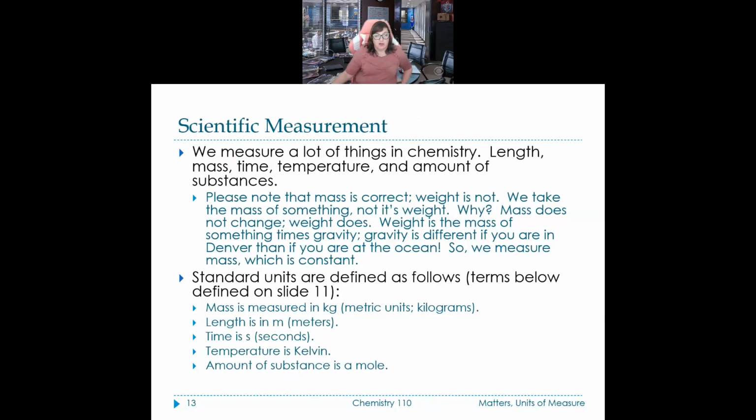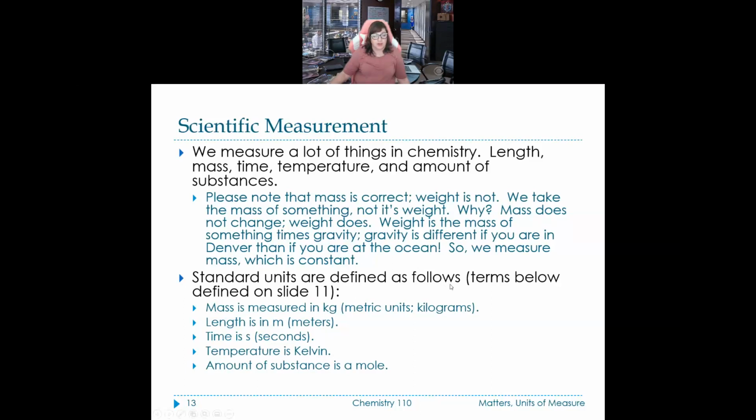Scientific measurement. We measure a lot of things in chemistry: length, mass, time, temperature, amount of substance. Please note that mass is correct, weight is not. We take the mass of something, it's not the weight. Why? Mass does not change. My mass will not change. It's a measure of how much material I have that is not based on the force of gravity where I am. Weight is something that changes with gravity. So it's different depending on where you are. Now, on the face of the planet, those differences are really, really small. But if we're talking about between here and the moon, those are big differences. So we measure mass, which is constant.